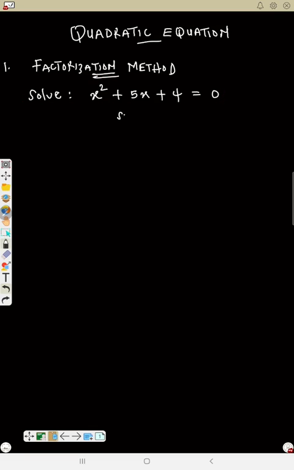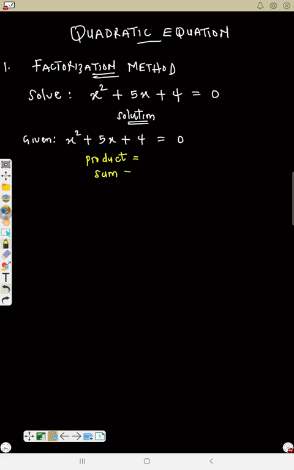So solution. We have given x squared plus 5x plus 4 equals 0. So now the first thing is what? We find the product. Also find the sum.